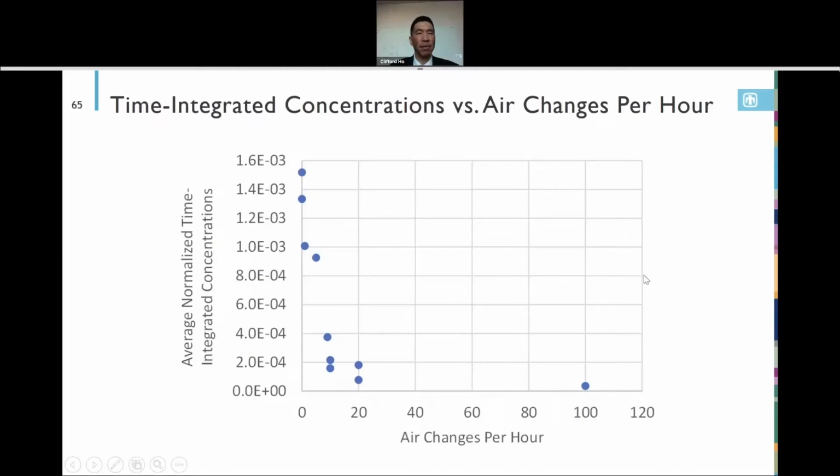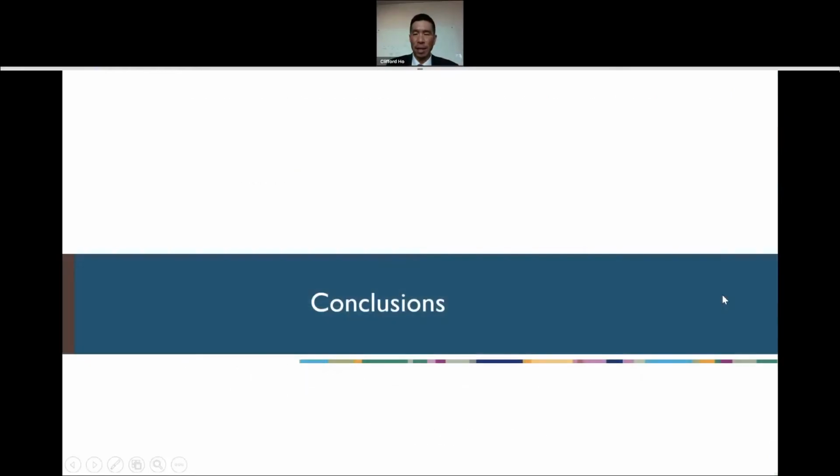So this shows a plot of the average normalized time-integrated concentrations at 30 minutes as a function of air changes per hour for all the different scenarios we considered. And as you might expect, the more air changes per hour, the lower the time-integrated concentrations, which is effectively your exposure risk. I recommend 10 to 20 air changes per hour, which is what we found to be good for really significantly reducing your exposure.